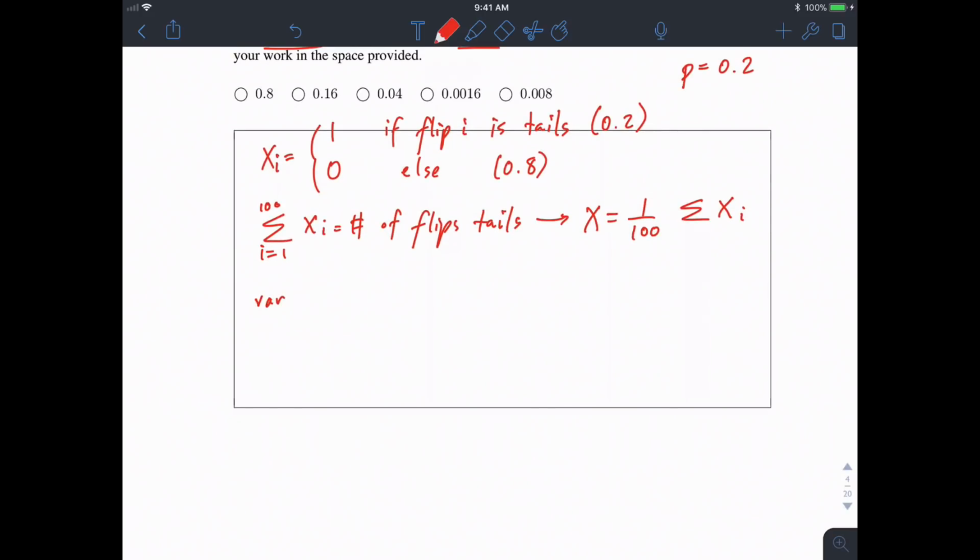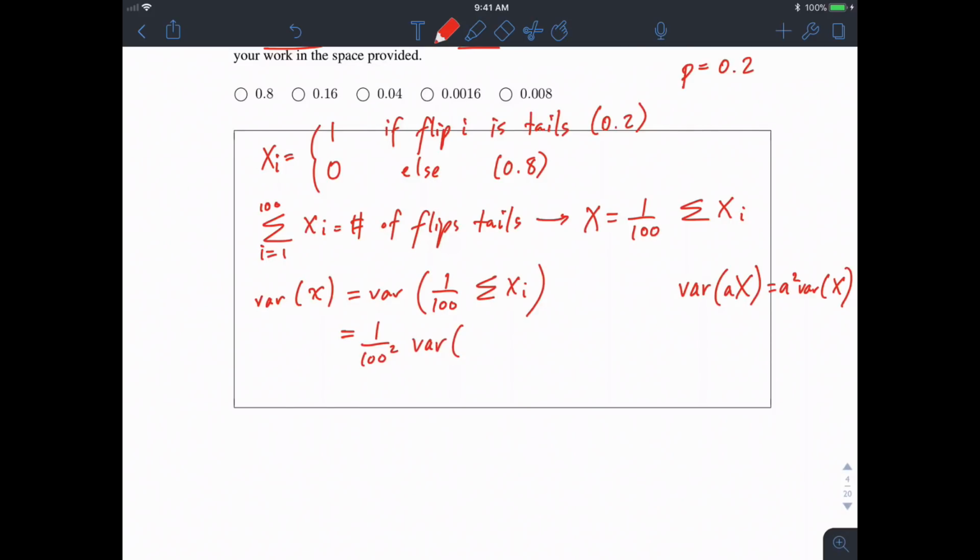So now we want to find the variance of x. Well, that's just the variance of 1 over 100 times the sum of all xi's. And I'm omitting the i equals 1 to 100 notation just for the sake of brevity. The first variance rule we'll use is the fact that the variance of ax is equal to a squared times the variance of x. Okay, that means I can write this as 1 over 100 squared times the variance of this sum.